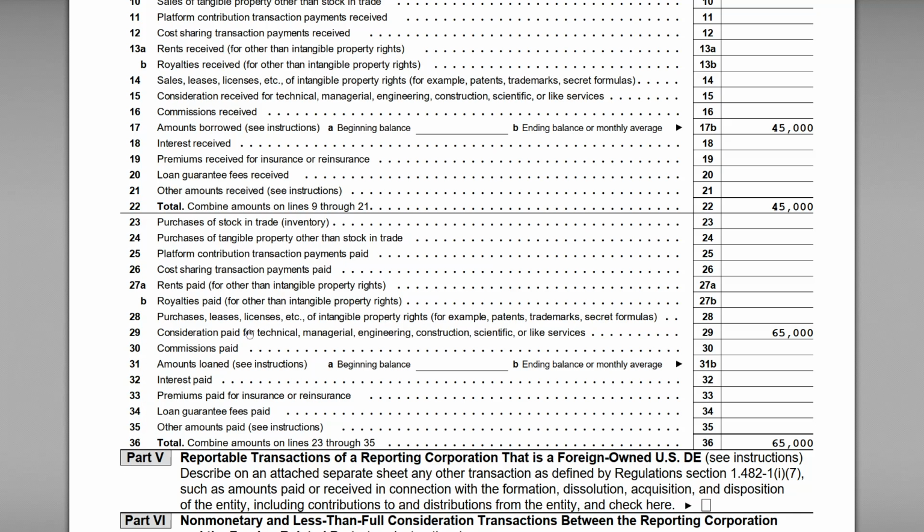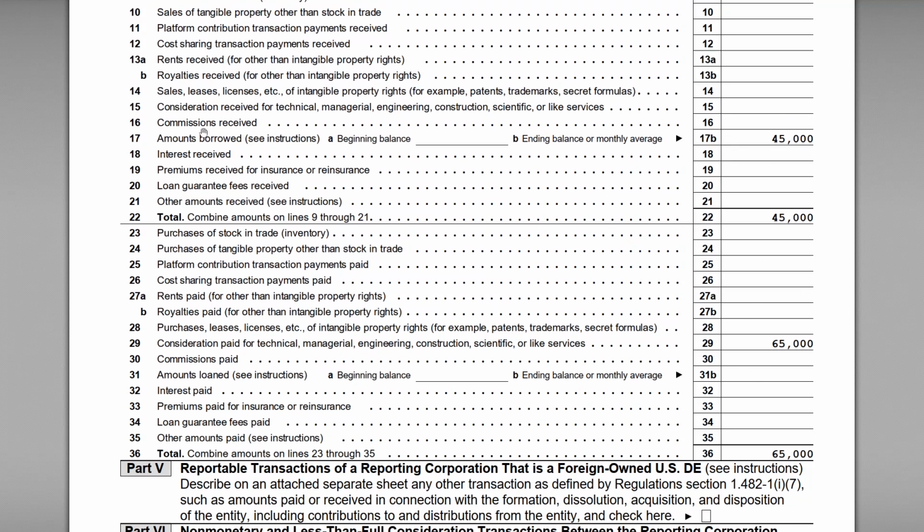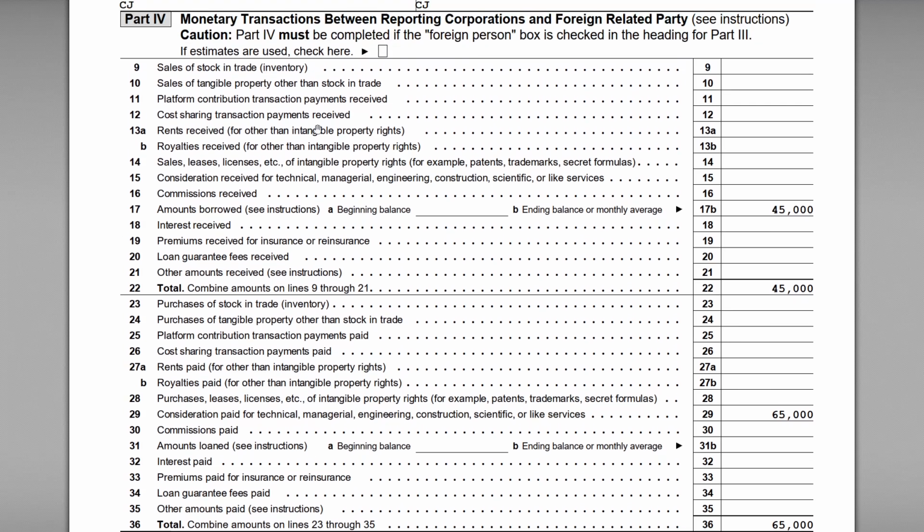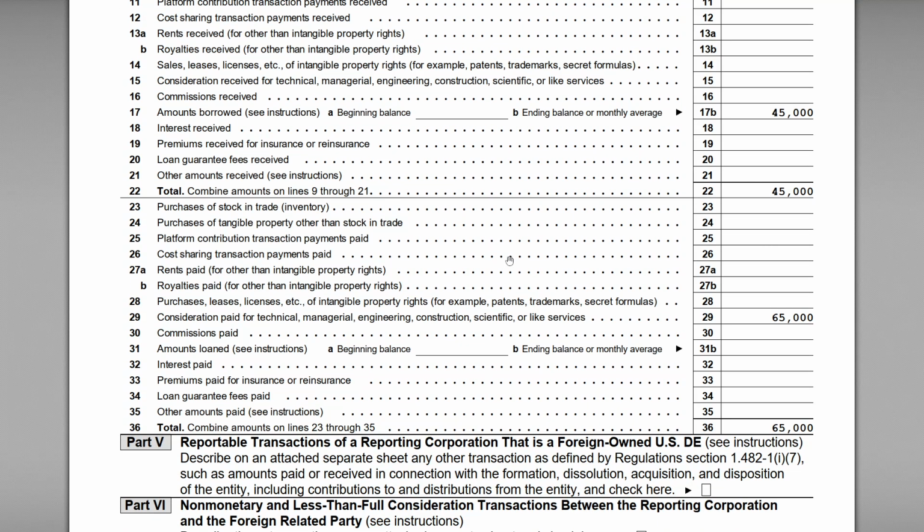So if the corporation is paying money to the related party, those values would be reported here. And so we could see here on line 17, amounts borrowed, the reporting corporation is borrowing money from the shareholder, and the balance at the end of the year was $45,000. And the reporting corporation paid a salary to the foreign related party of $65,000. Okay, so that's why those numbers are being disclosed there.